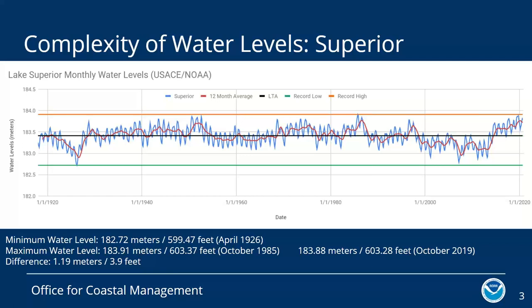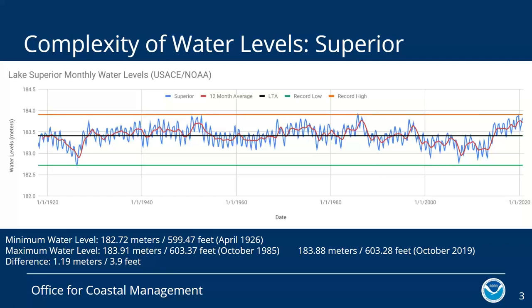One of the biggest challenges is getting a better sense of what these changes in water levels mean for each of the lakes. And so for each of the lakes, we've got these graphics created, just to highlight how much water level change we're dealing with. If you look at record lows in the Great Lakes, here in Lake Superior, that was back in April of 1926. But more recently, we hit the maximum water level back in October of 1985 and came really close in October 2019 to getting to that monthly water level average of 183.91, which was the record. And again, 183.88 meters in October 2019.